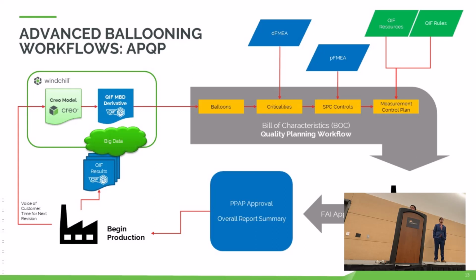You can also use what are called QIF resources and QIF rules. What that does is automate the assignment of equipment. For example, if you have a tight tolerance, you can assign a CMM to it. If you have a looser tolerance, you can assign a caliper. It all depends on what you need.